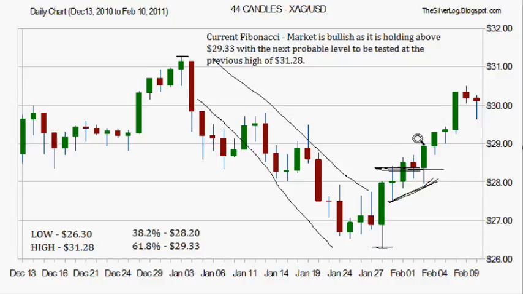It got above this level to the next one. The next one is 29.33. Actually, it should be 29.38. That's a little bit of a typo. Regardless of the fact, that's only a few cents anyway.